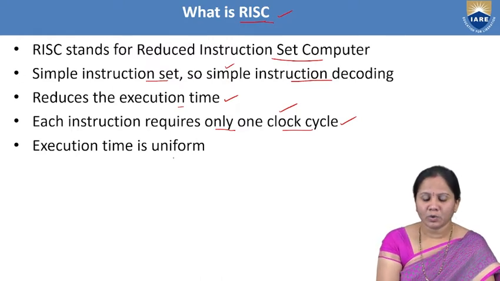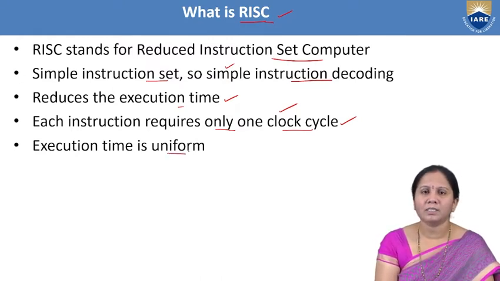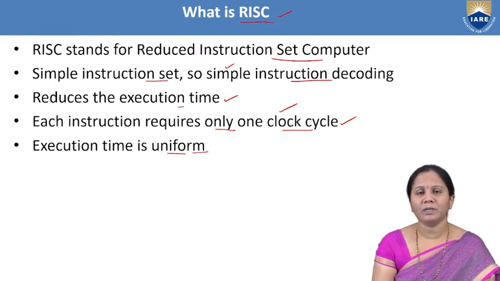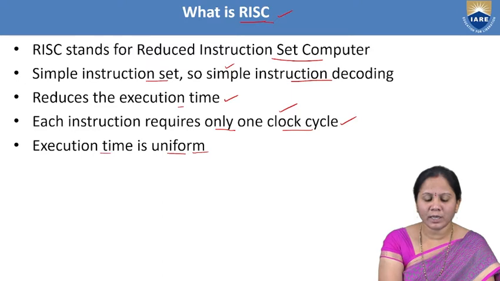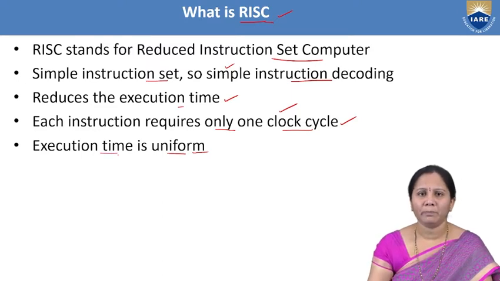Here the execution time is uniform. That means whatever the type of instruction is, the execution time required to execute that particular instruction will be the same. Whatever the instruction is, the execution time required will be uniform. So all the instructions require the same amount of time to execute.